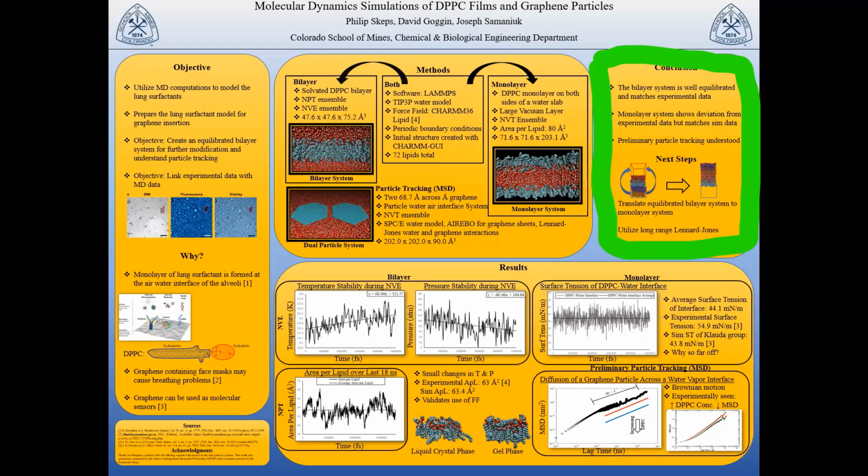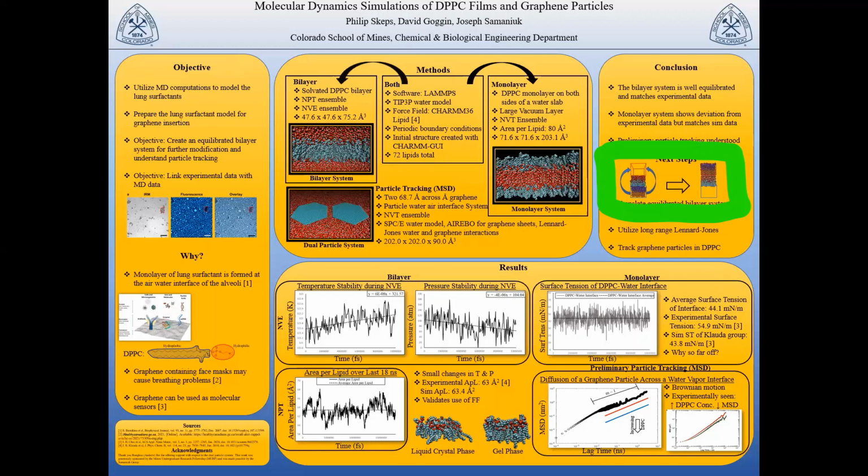In the bilayer system, a well-equilibrated final structure was obtained and is ready for translation into a monolayer system for further testing. The monolayer system shows deviation from the experimental data as expected and matches well-documented simulation data. Preliminary particle tracking is now more understood and can now be utilized in future simulations.